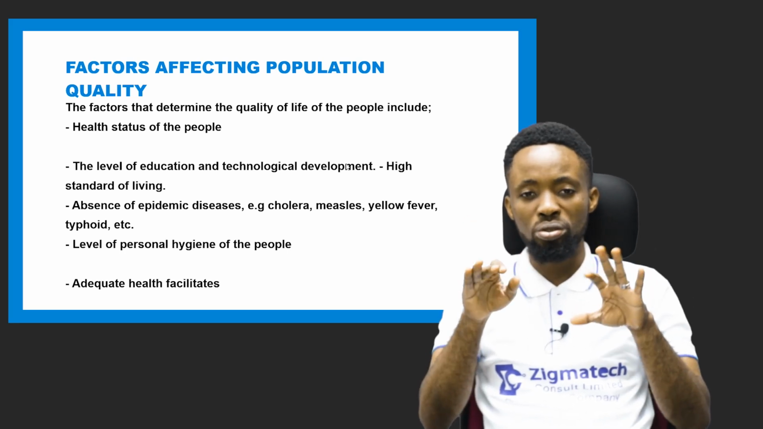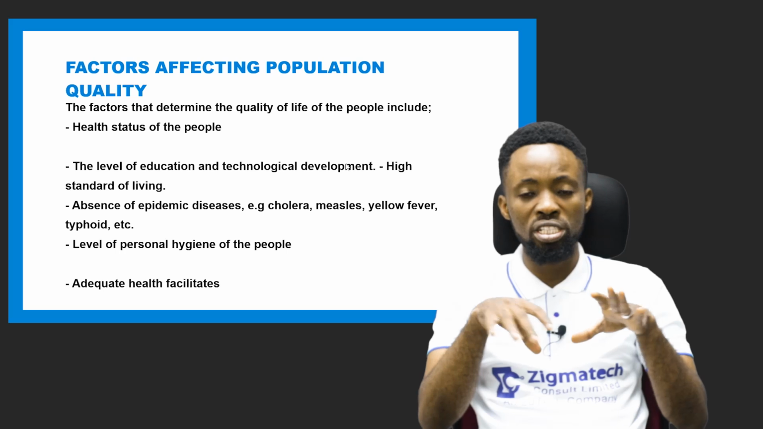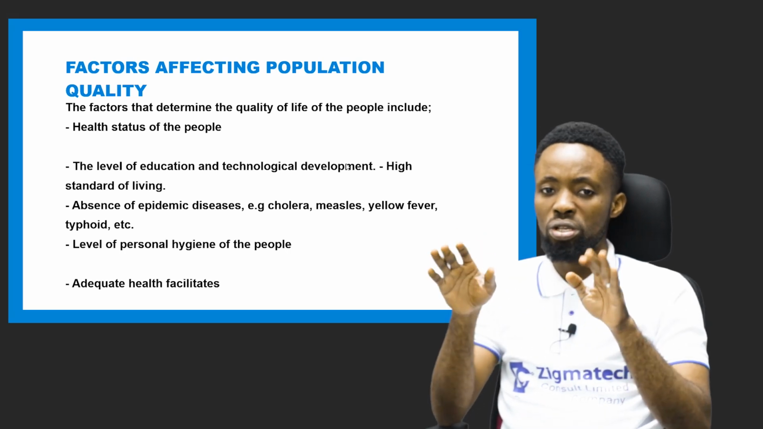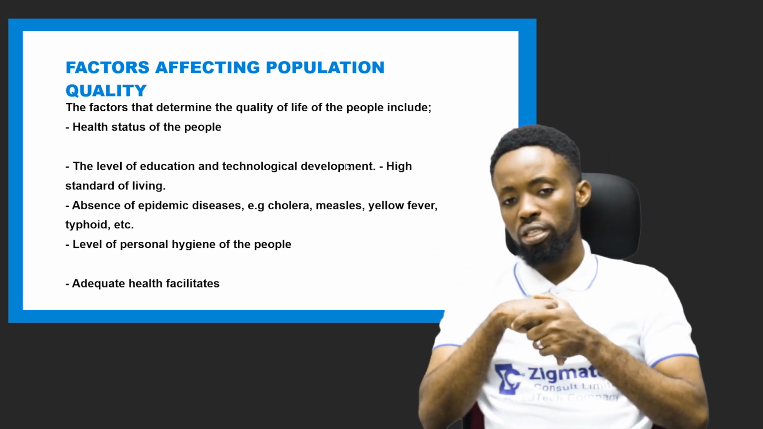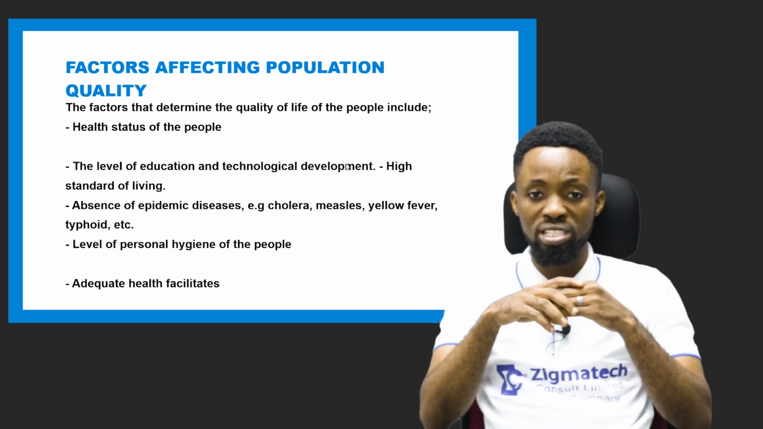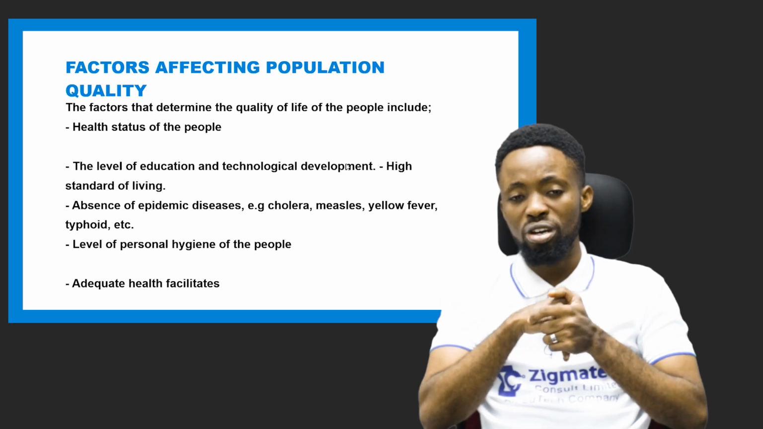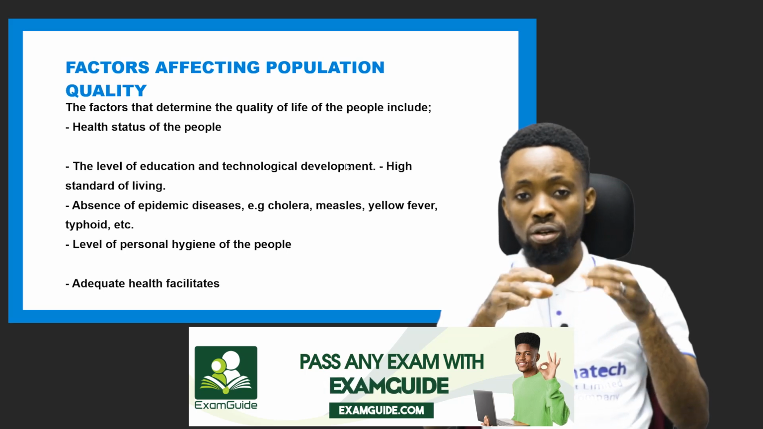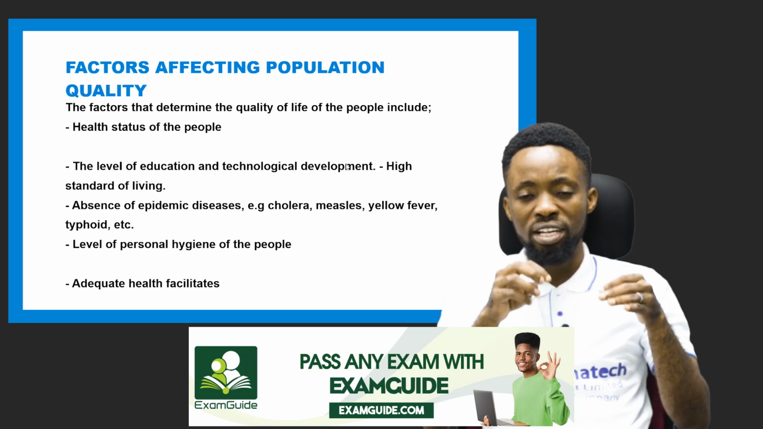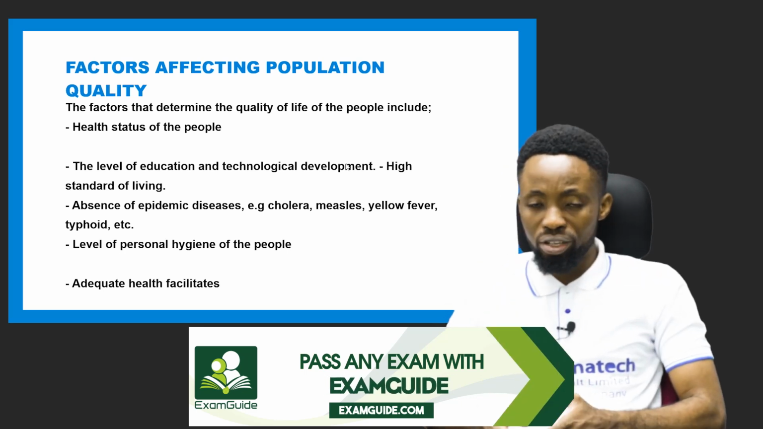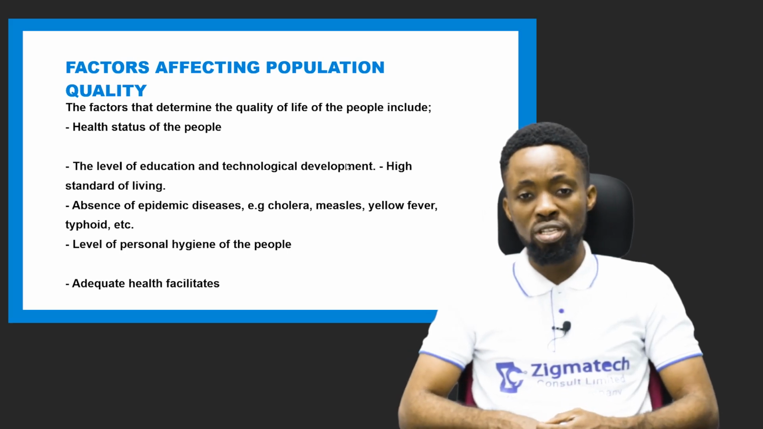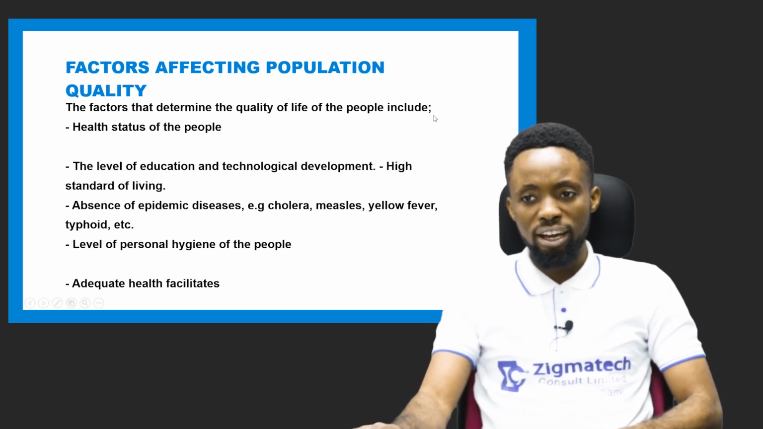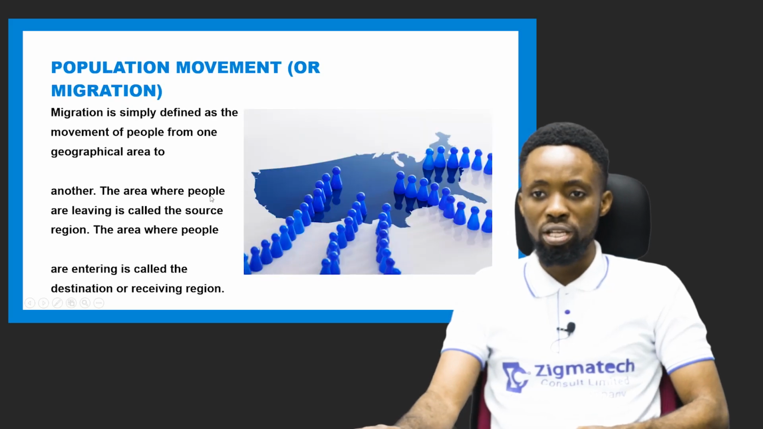Now, when you go to such a location, you realize that the level of personal hygiene in such a geographical location is very bad. As a result of that, the quality of life there is very low. Then the next thing we can also talk about is the health facilities present in a particular geographical location. A place with a high level of health facilities, where they have advanced medical equipment, tends to have a good population quality compared to a place where such facilities cannot be found. So these are the factors that affect the population quality of a place.